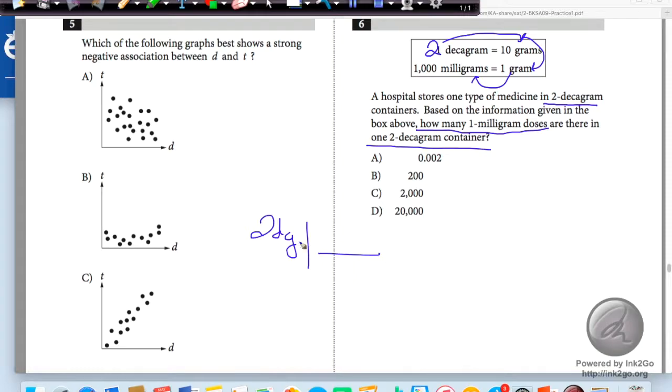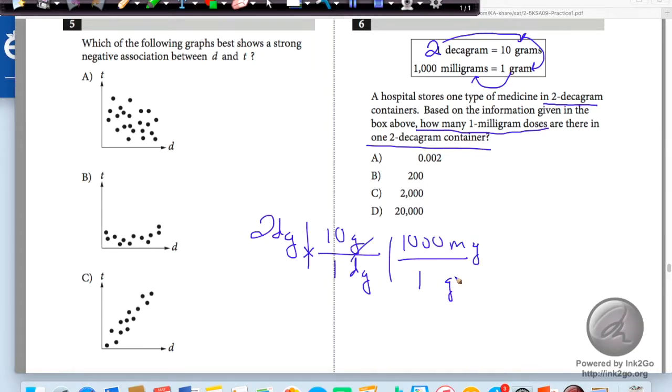I'm then going to get my unit conversion here, 2 decagrams. I'm going to put decagrams purposely on the bottom so I can cancel these out, and I'm going to have 1 decagram equal to 10 grams. I'm then going to have grams on the bottom so I can cancel those out as well, and 1 gram is equal to 1,000 milligrams.